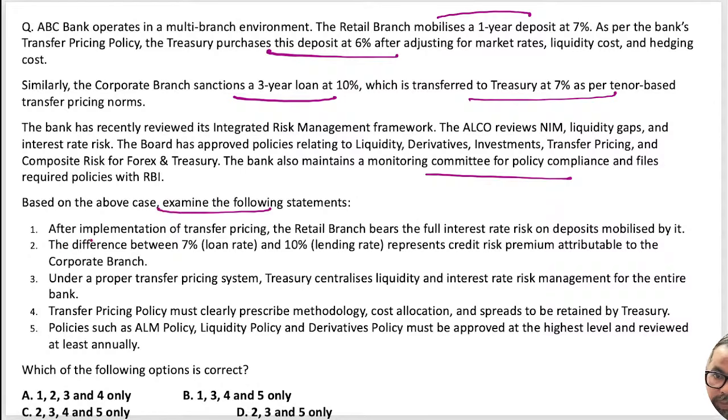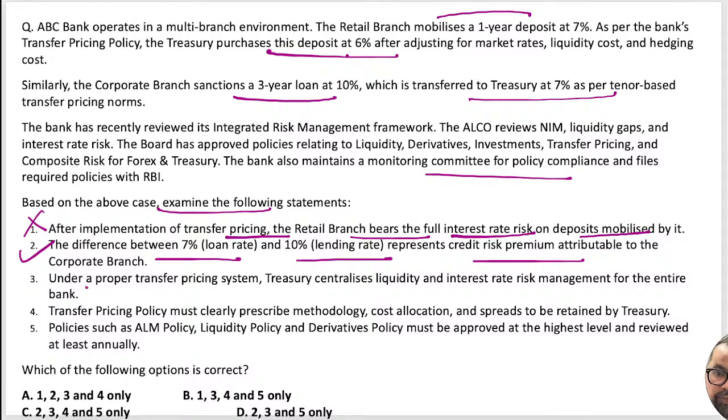So after implementation of transfer pricing, the retail branch bears the full interest rate risk on deposits mobilized by it. So retail branch 6%. No, it is not. We still have a gap of 1%, right? This should be wrong. Corporate, it is fine. The difference between the 7% and 10% lending rate represents a credit risk premium attributable to the corporate branch. 10% loan and transfer at 7%. This should be correct.